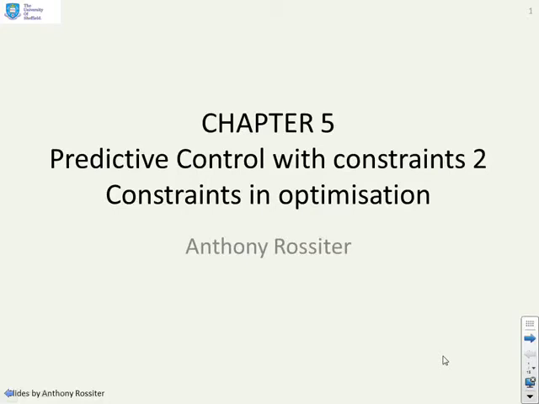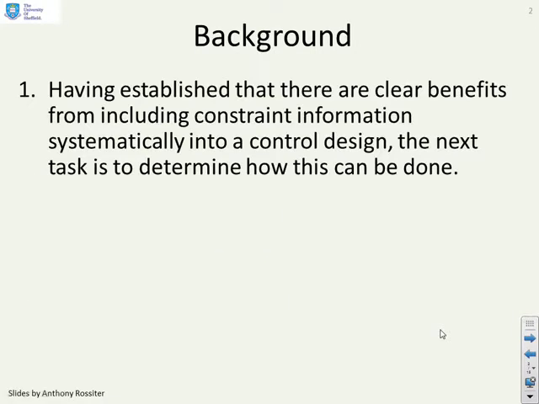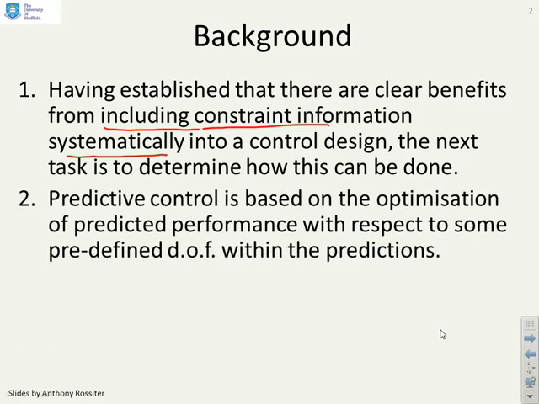The second video in this chapter looks at how constraints affect optimization. So we've established in the previous video that including constraint information systematically into a control design is important, and now we want to ask ourselves, how can we actually do this?